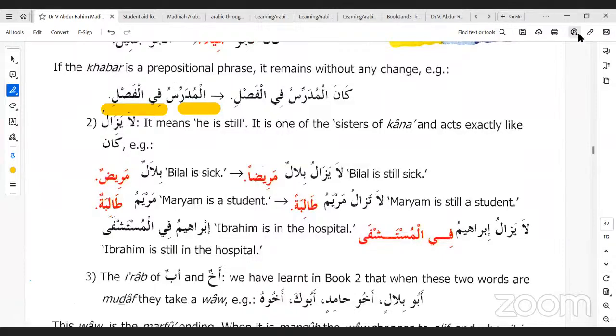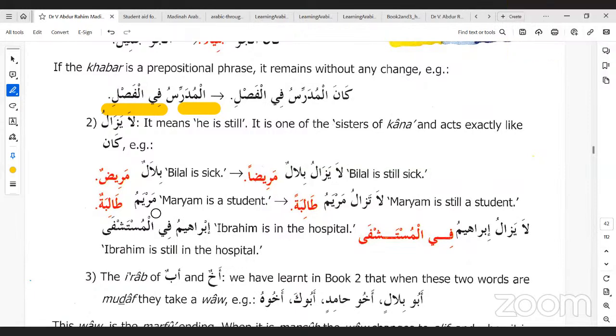Yes. La yazalu means he is still. It is one of the sisters of Kana and acts exactly like Kana. For example, Bilalun maridun, Bilal is sick, changes to la yazalu Bilalun maridan, Bilal is still sick.